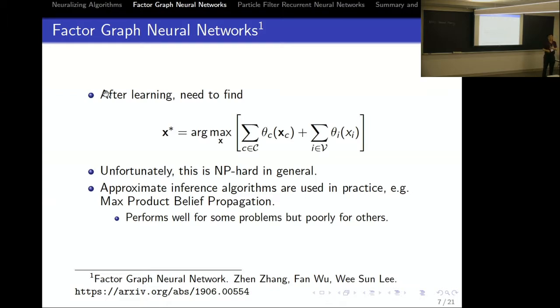Unfortunately, this is NP hard in general, and then normally we might end up using approximate message passing algorithms and various approximate inference algorithms. One that I'll focus on is max product, the belief propagation algorithm. It works well on some problems, but not so well on others. So what we want to do is come up with a better algorithm, learn a better algorithm than the max product belief propagation algorithm.